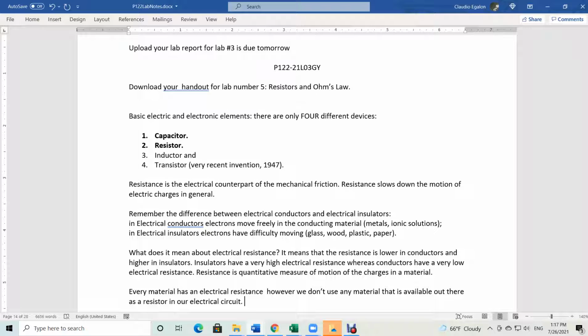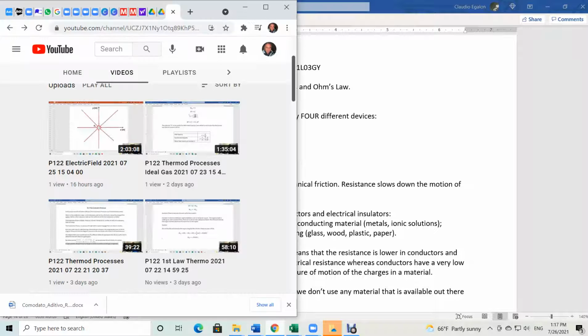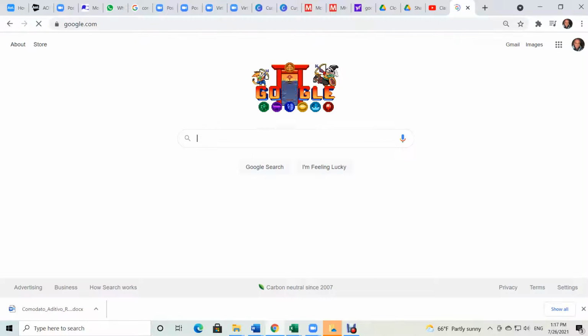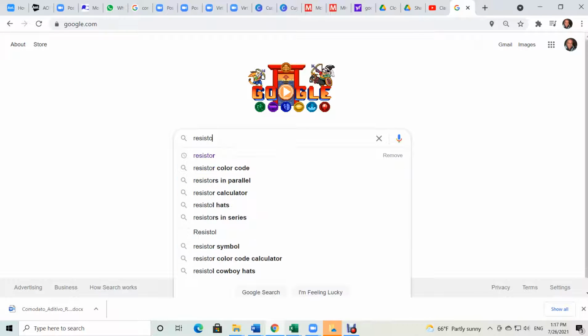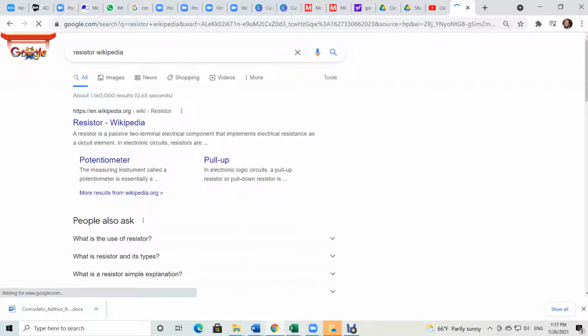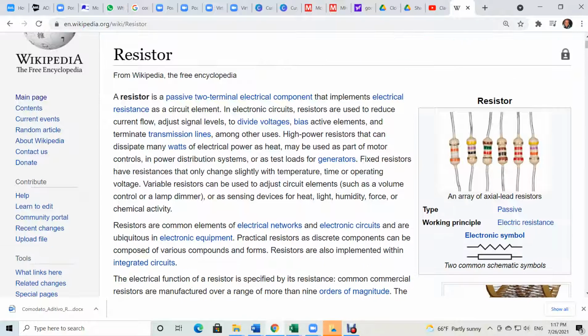That's one of the resistors that we have out there. They look just like that. If you go on the internet, you have all sorts of resistor sizes. You have large resistors, small resistors, and even microscopic resistors. Let's go to Wikipedia. Resistor Wikipedia. Here you go. Different resistors.